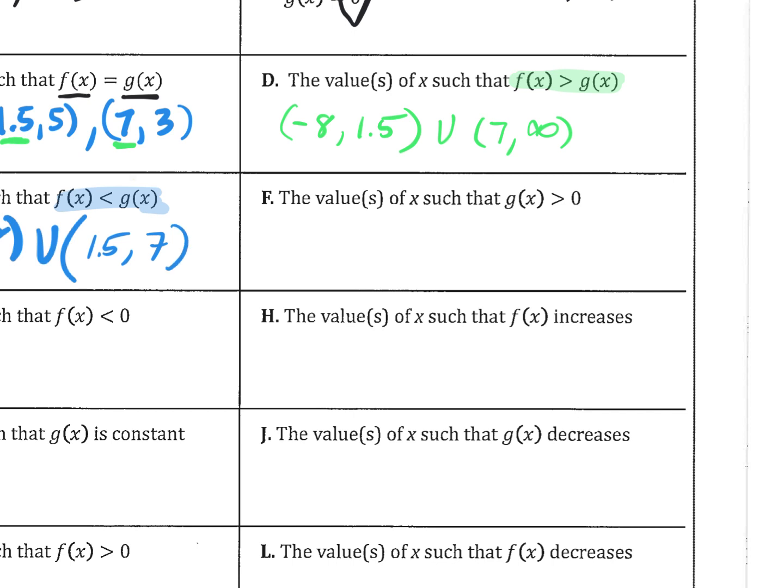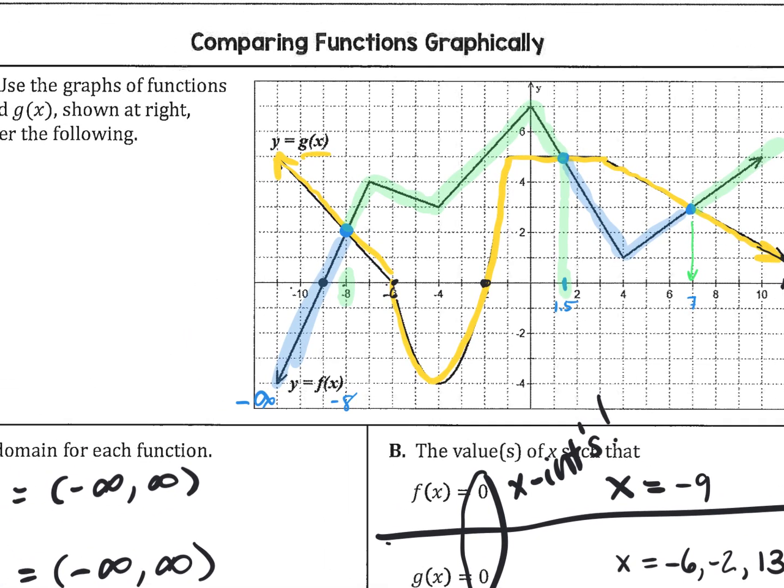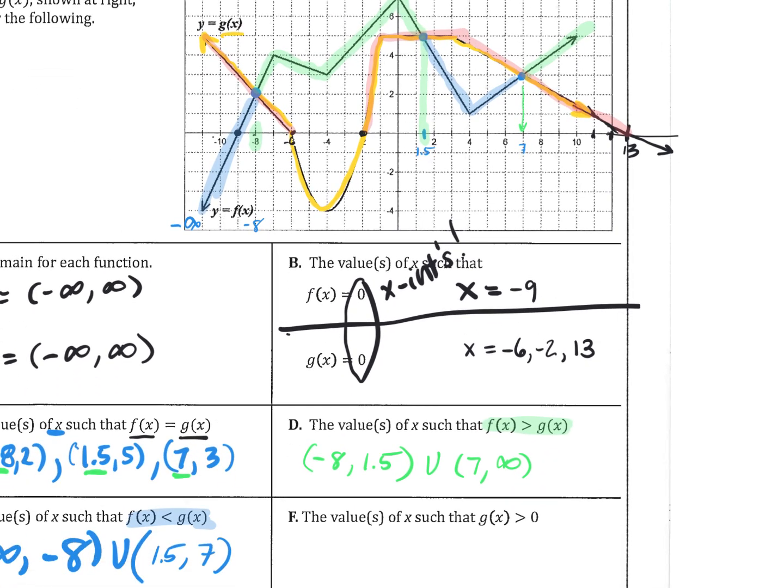Now, what is it asking me for f? Where are the values of x such that g of x is greater than 0? So now I'm just looking at the yellow function, right? And I want to know where the yellow function is above what? The x-axis, yes. So let's do this in red this time. Where is the yellow function above the x-axis? Here and where? All the way until we get to where? Here. So what are those intervals?